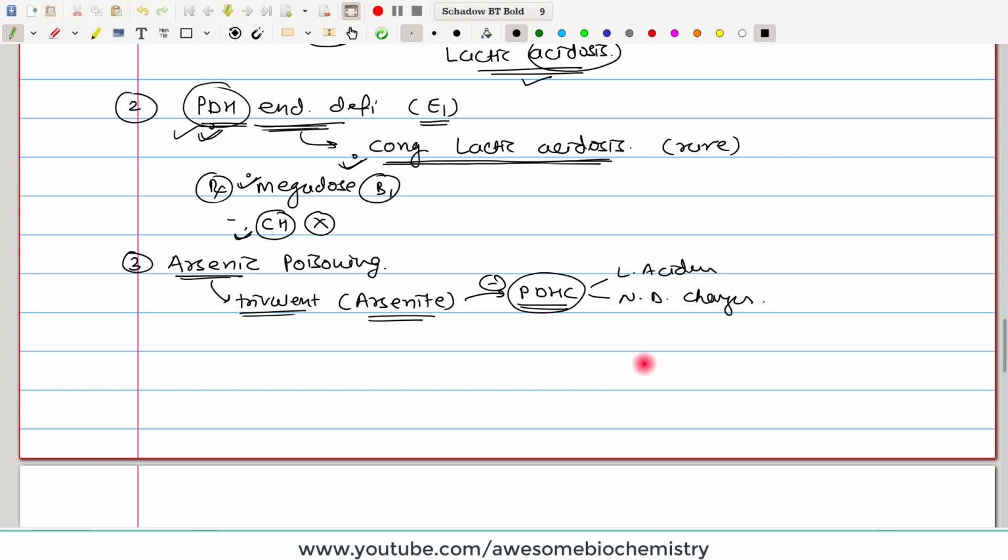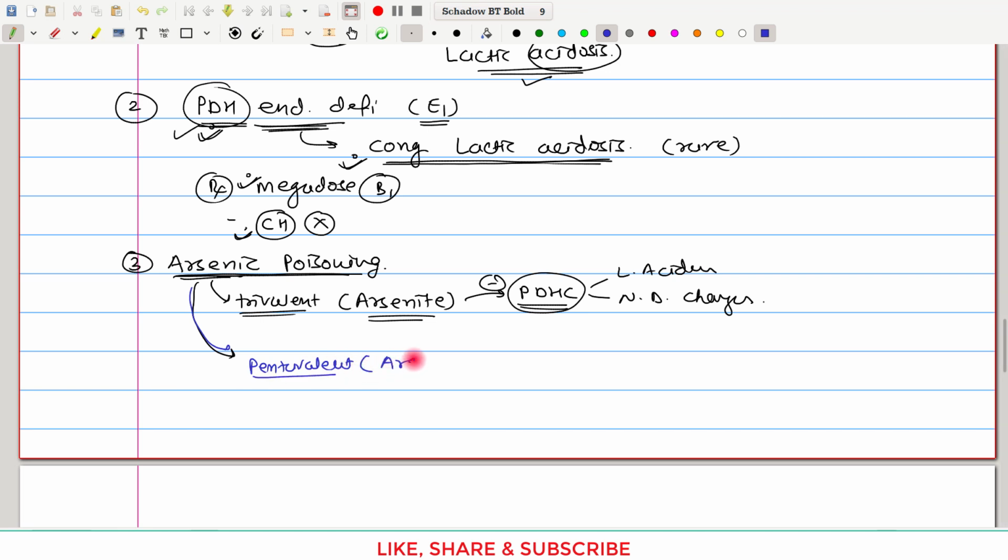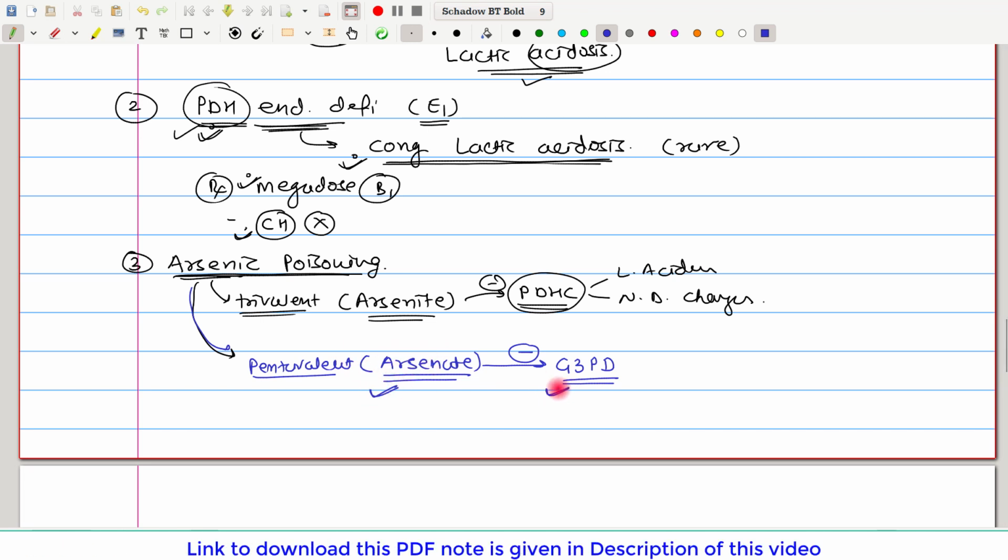Here I would like to refresh your memory that earlier, while discussing glycolysis, we had talked about arsenic poisoning. In that discussion, we had talked about its pentavalent form, which we call arsenate. This arsenate cannot inhibit the pyruvate dehydrogenase complex; rather, it inhibits the glyceraldehyde 3-phosphate dehydrogenase enzyme. So this distinction we have to remember: arsenate inhibits an enzyme of glycolysis, whereas arsenite inhibits the pyruvate dehydrogenase complex.